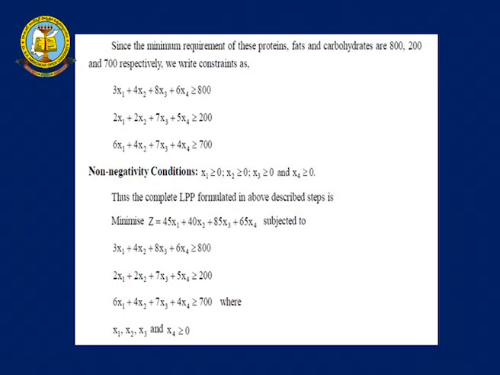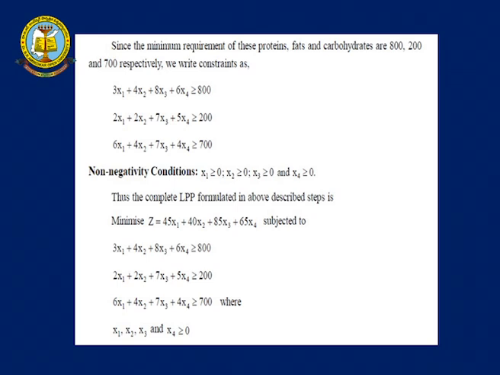Why? Because see the table again. It is clearly giving the minimum requirement, 800, meaning either it should be 800 or above 800. That is why I am preparing the inequation 3x1 plus 4x2 plus 8x3 plus 6x4 must be greater than or equal to 800. This is the first constraint based on proteins.